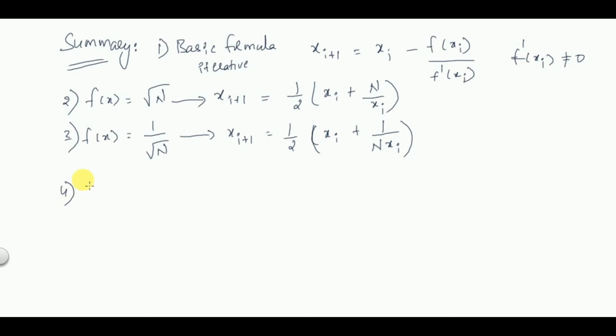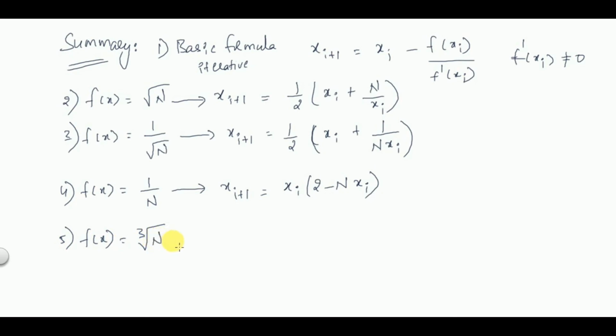Next, fourth, for finding the inverse of a number, f of x is equal to 1 by n. For such types of problems, the iterative formula is given by xi plus 1 is equal to xi into 2 minus n into xi. Just remember this formula. Last one, for the cube root of n, it is xi plus 1 is equal to 1 by 3 into 2xi plus n by xi squared. Okay, so this is the formula.